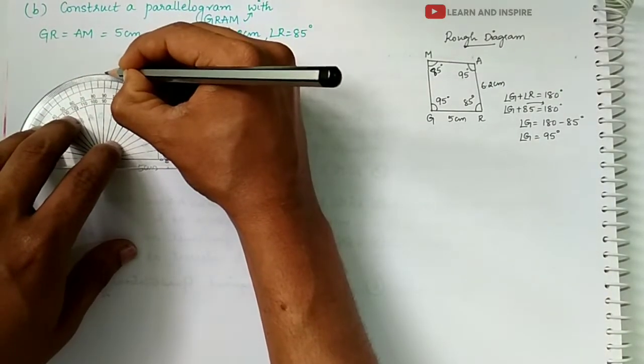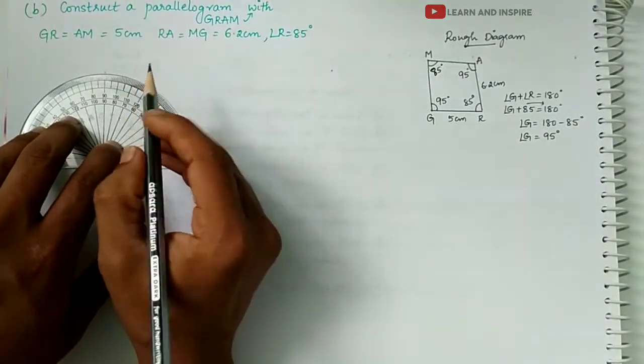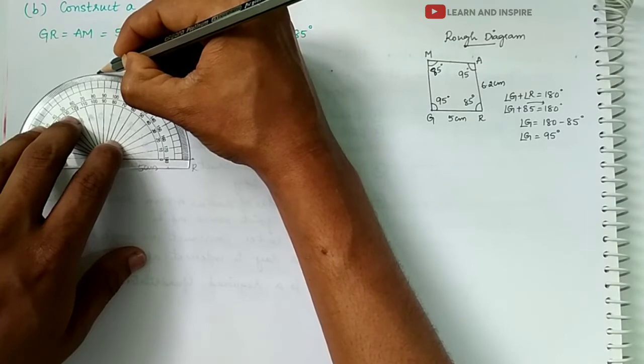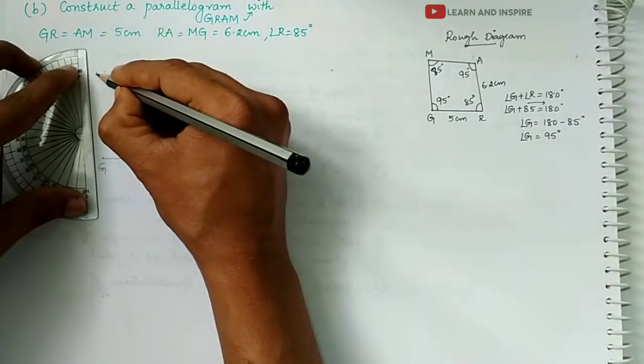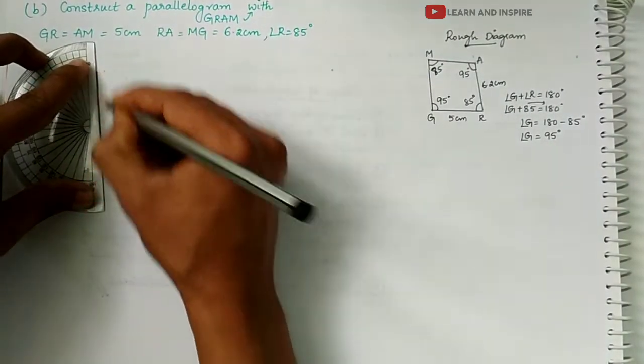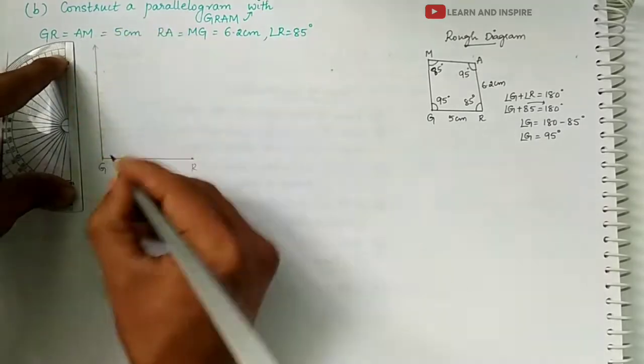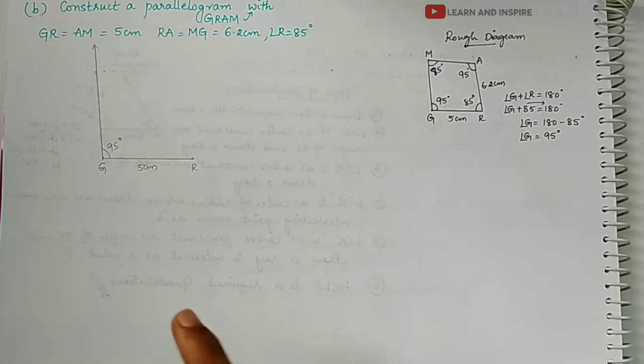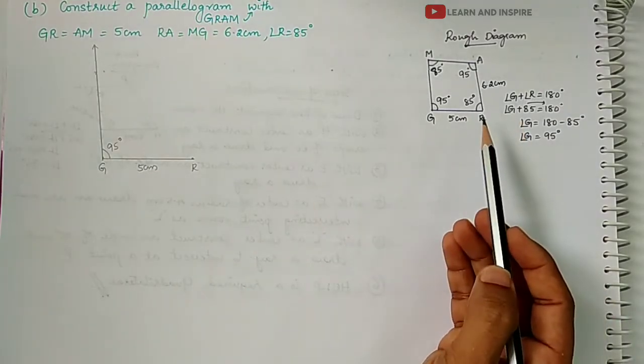So this is 90. 95 is greater than 90. So it is 95. So I draw a ray. Construct an angle of 95 degrees and draw a ray. Okay. Now what is the third step?